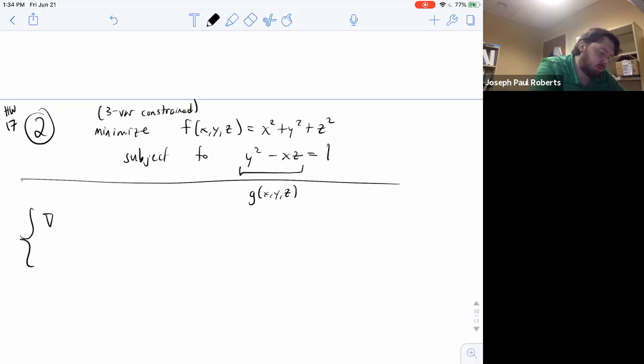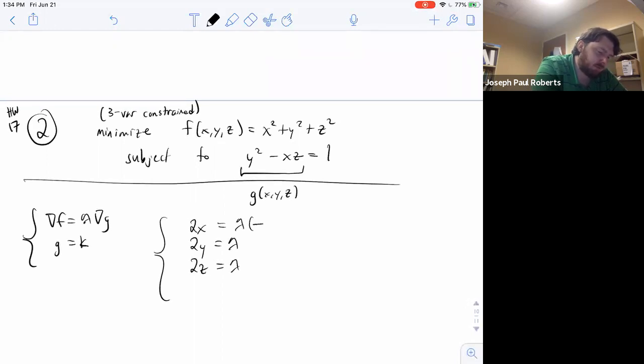So we'll do grad f equals lambda grad g, and g equals k. Grad f, and then grad g is what? Well, the x partial is minus z. The y partial is 2y, and the z partial is minus x. And then don't forget our constraint.